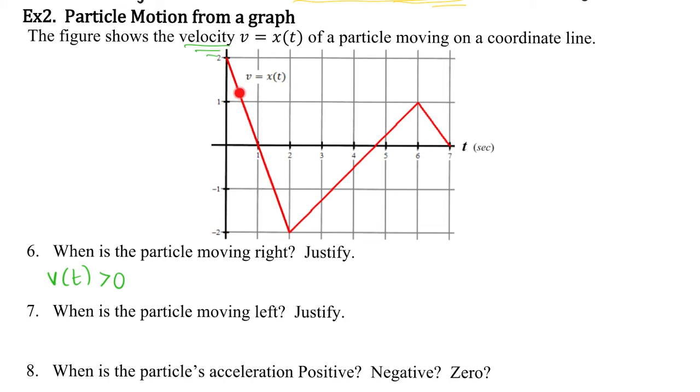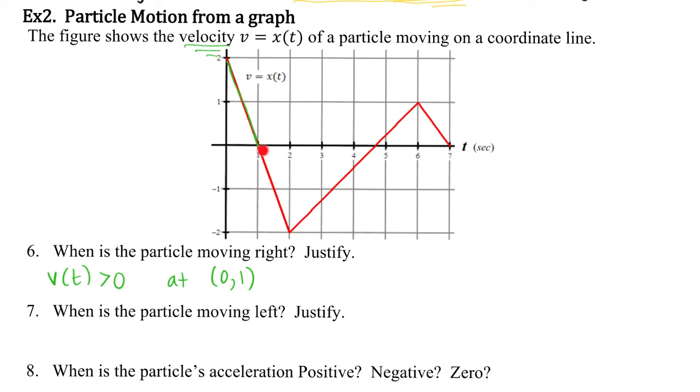Velocity is still positive. Velocity is still positive. When I get here, the velocity is 0. Then when I get here, the velocity is negative. So when is the velocity positive? It's positive from t equals 0 to t equals 1. I'm going to say from 0 to 1, giving the domain values.